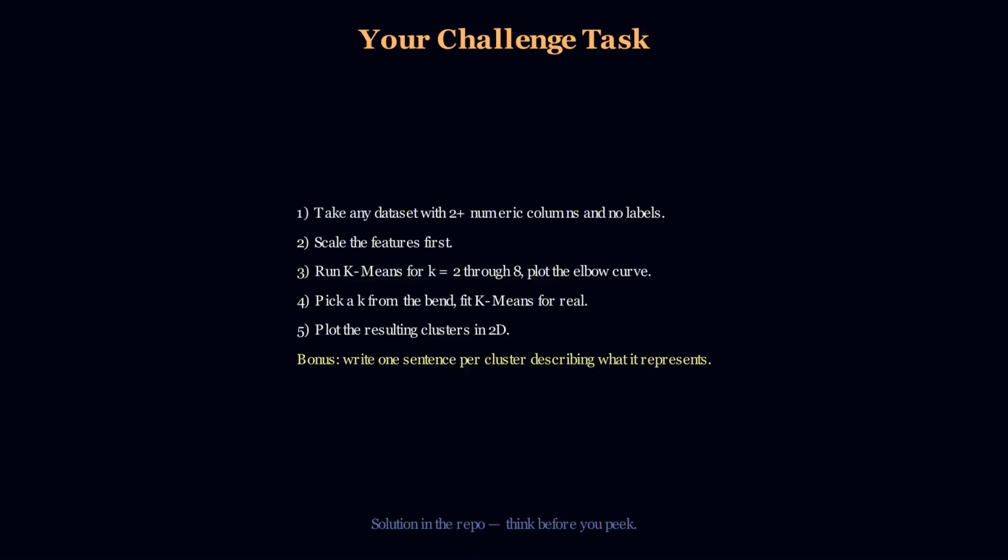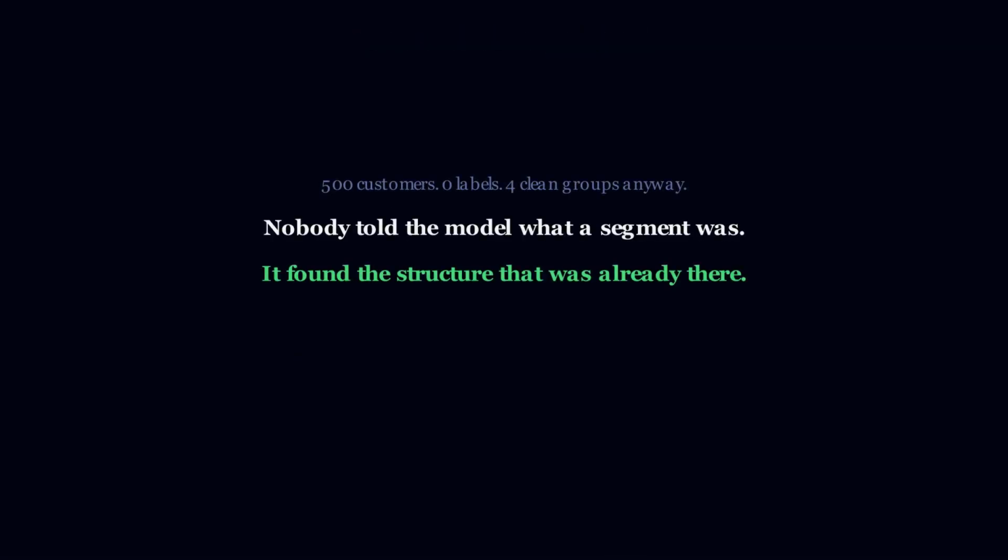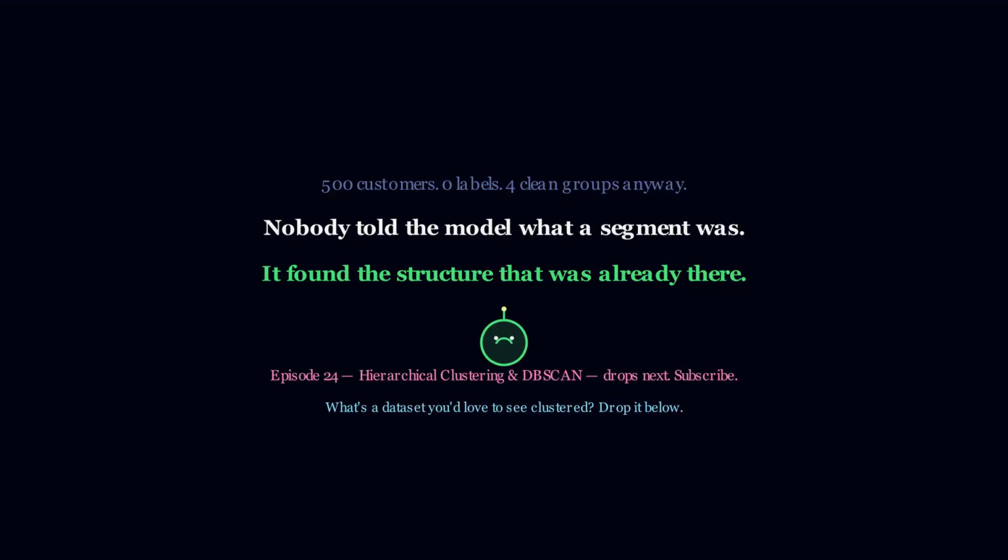Think before you look. 500 customers. 0 labels. 4 clean groups anyway. Nobody told the model what a segment was. It found the structure that was already there. Episode 24, Hierarchical Clustering and DBSCAN drops next.